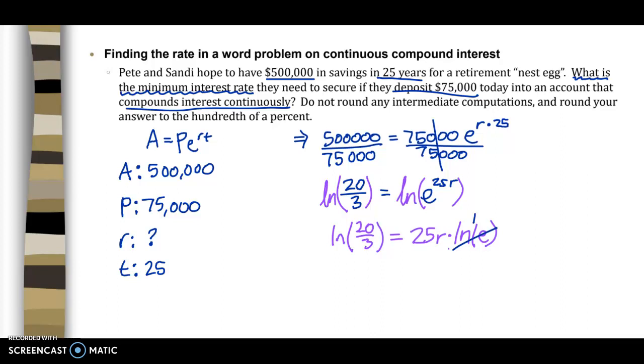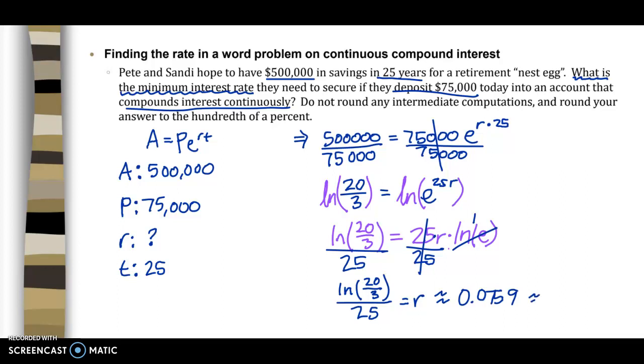And from here to get R by itself, 25 is just being multiplied by R, so I can divide by 25. That goes to 1. So I get the natural log of 20/3 divided by 25 equals R, which is about 0.0759. With rate, we're going to put it in percentage, which is 7.59%.